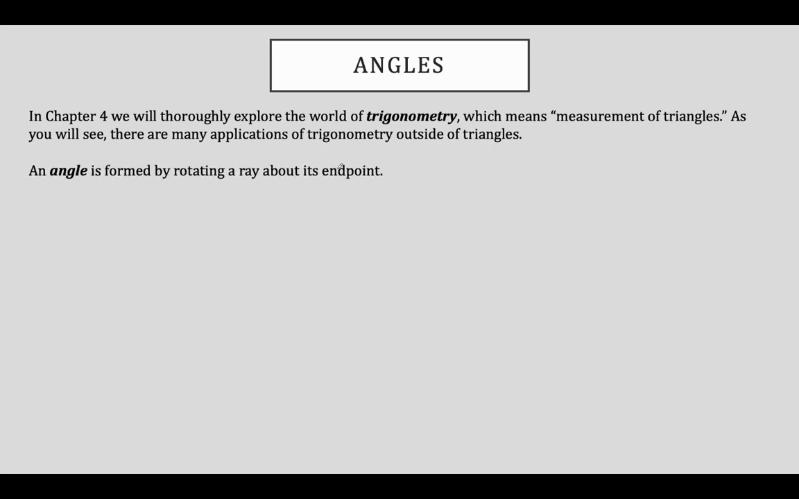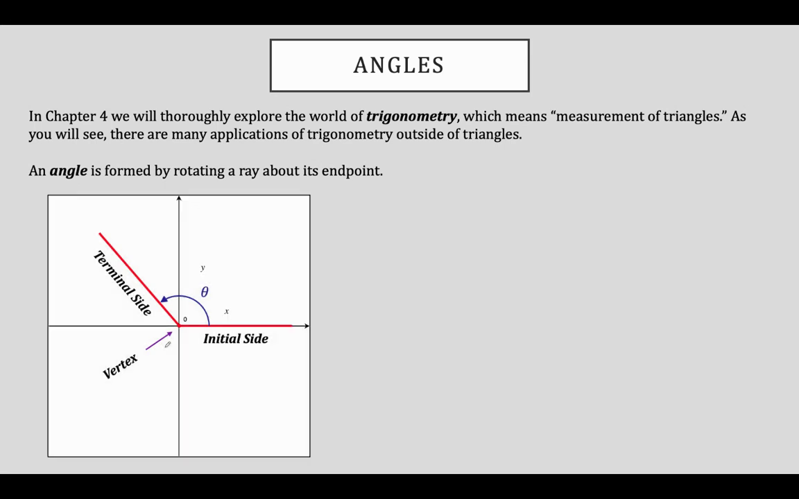An angle is formed by rotating a ray about its endpoint. You guys have all seen angles before, okay? Here I have an angle. And every single angle has an initial side and what is known as a terminal side. Initial side is where the angle starts. Our terminal side is where our angle finishes. And the corner of every angle is known as the vertex of that angle.